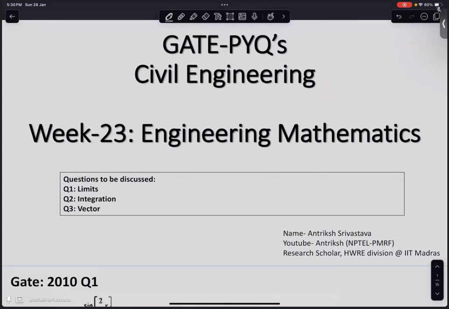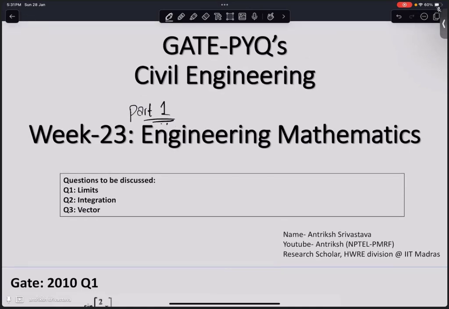So we are going to discuss today Engineering Mathematics week 23 part 1. As you know, tomorrow also we are going to have the session from 6 to 7 again. That will be another session on engineering mathematics. And today we are having one more session. So today we'll discuss three GATE questions.